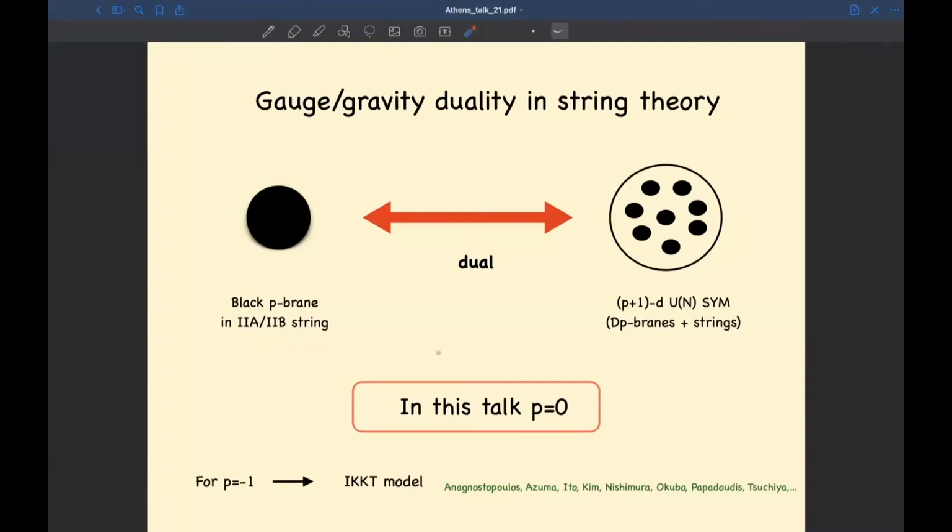Now, of course, there are other models, like the 1 plus 1 dimensional model, which have been studied by several people. But also there is the D-instanton model, known as the IKKT model. And many of you in the audience did a great job to understand it, either simulation-wise or analytically.